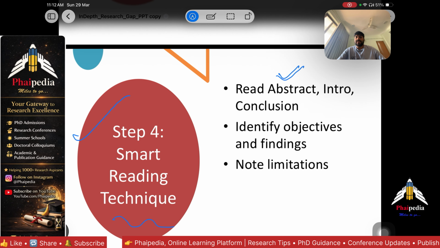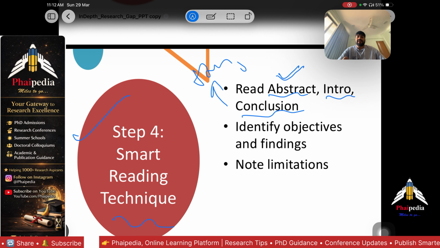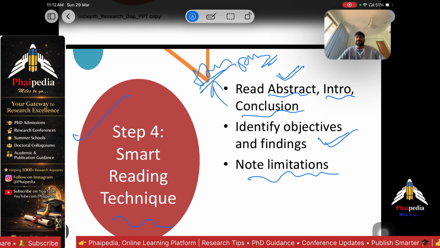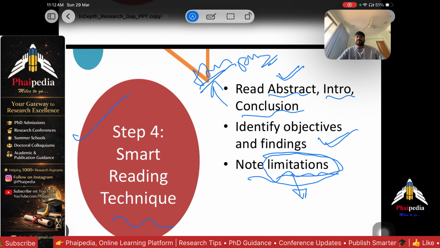We have to read only the abstract, then the introduction and then the conclusion. Or after that we can read the theoretical implications and practical implications of that paper. Identify the objectives and findings and note the limitations of the paper. From limitations, we can also find out our research gap or research area.